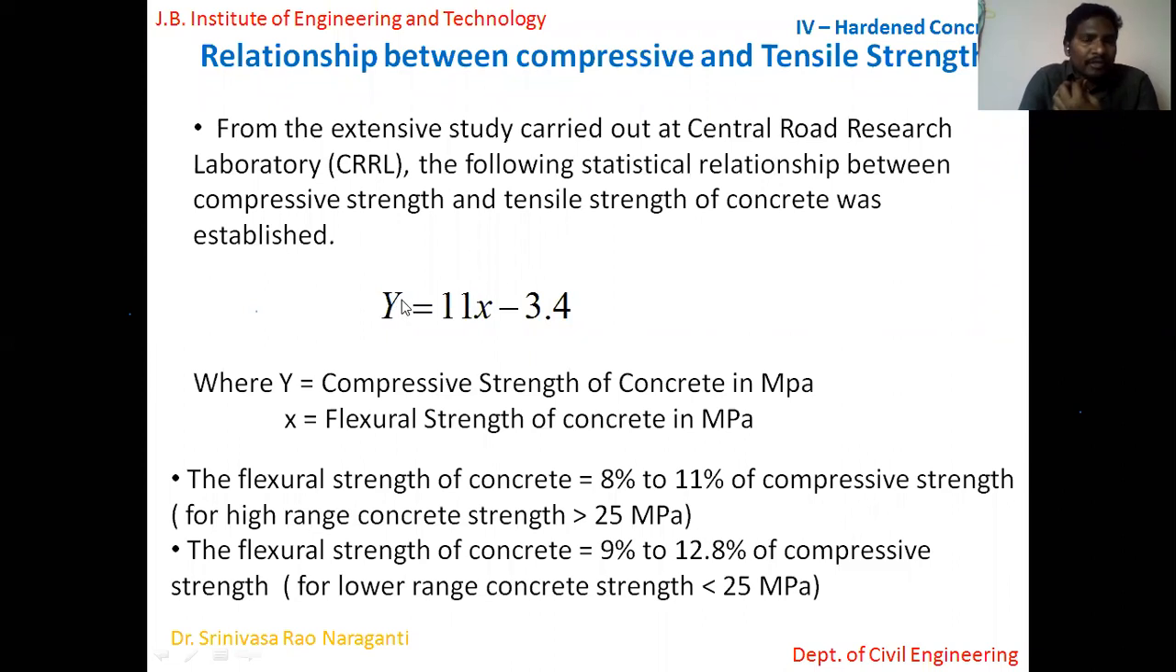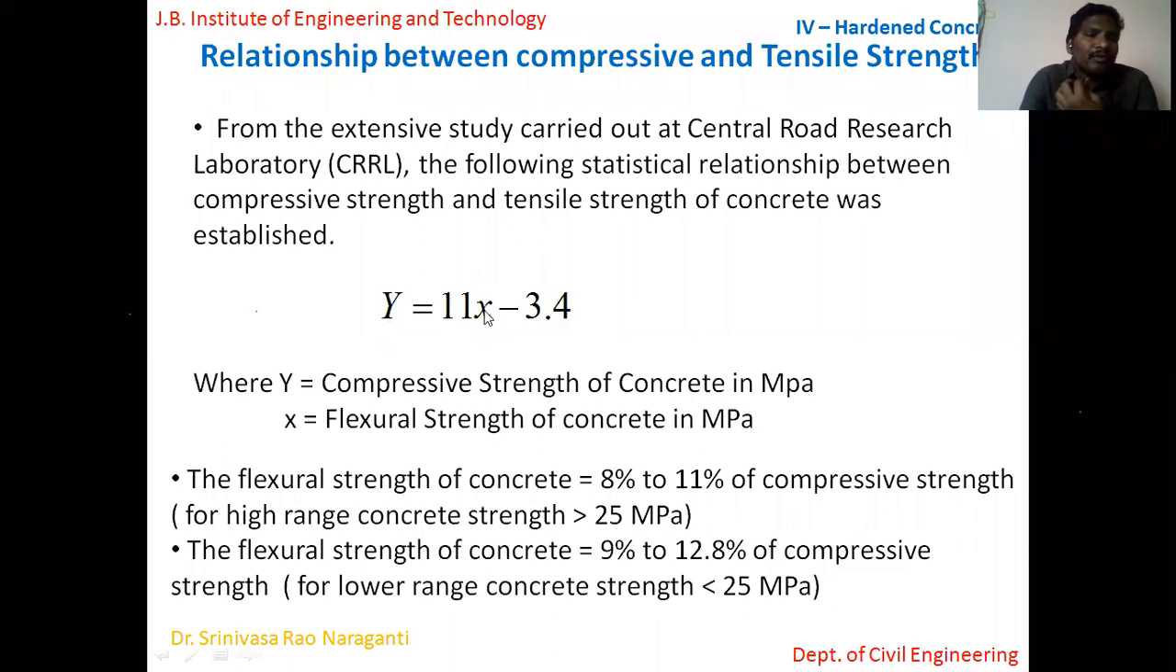So to attain the compressive strength of concrete. That is given by: if y is the compressive strength of concrete, and x is the flexural strength or tensile strength, both refer to the same thing. Flexural strength is one way of measuring the tensile strength of concrete. So if you know the flexural strength, that means if you know the tensile strength of the concrete, we'll be in a position to find out the compressive strength of the concrete using this equation: y = 11x - 3.4.